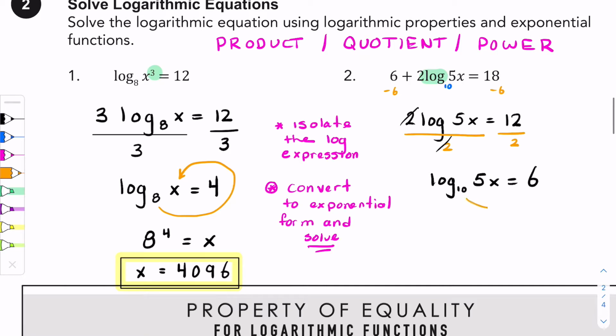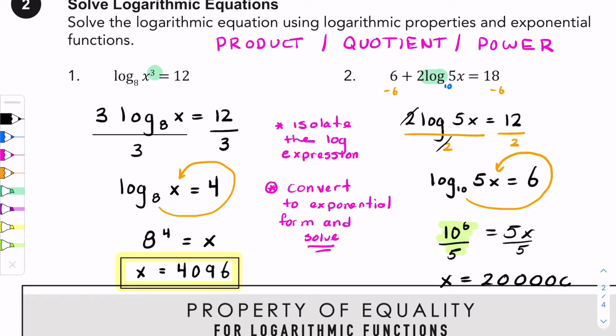Now you can convert to exponential form. 10 to the power of 6 is equal to 5x. I need to isolate x, so I divide both sides by 5, and then I type this expression into my calculator. That means I'm typing 10 to the 6th divided by 5, and my solution will be 200,000. You should all double check that and make sure you get the same answer as me.